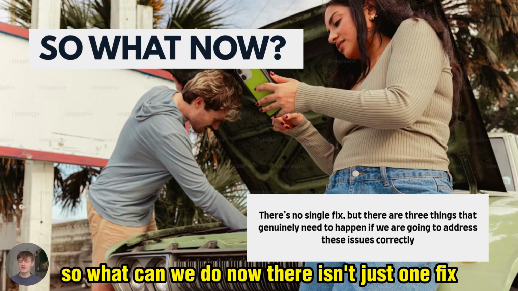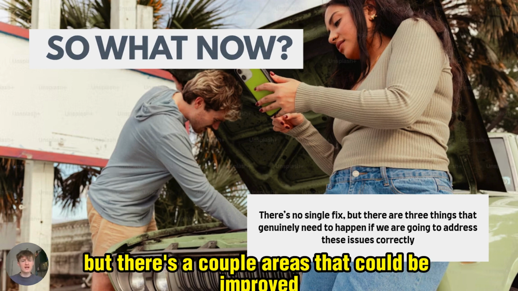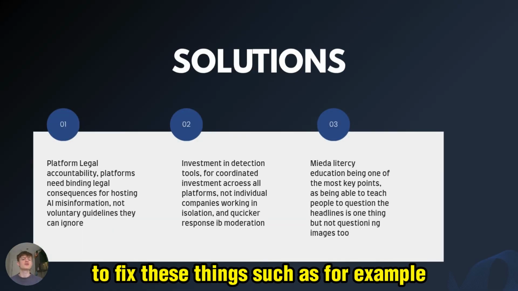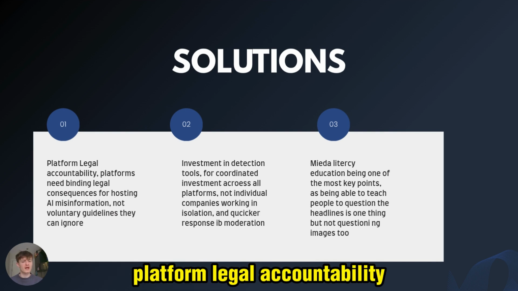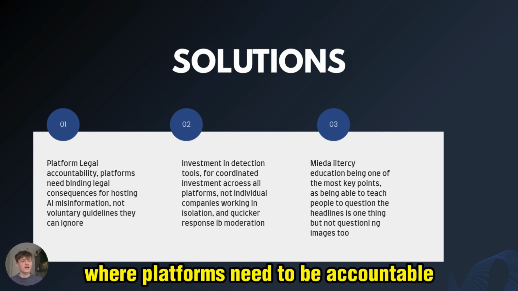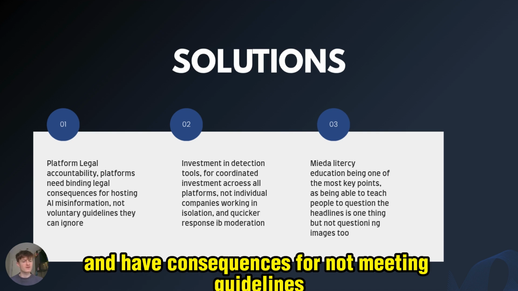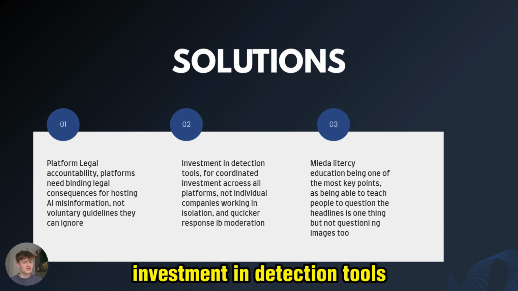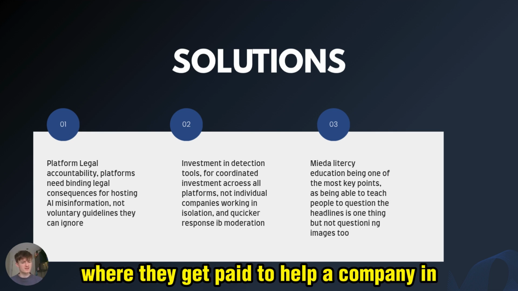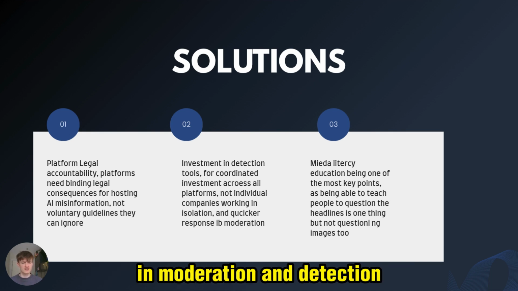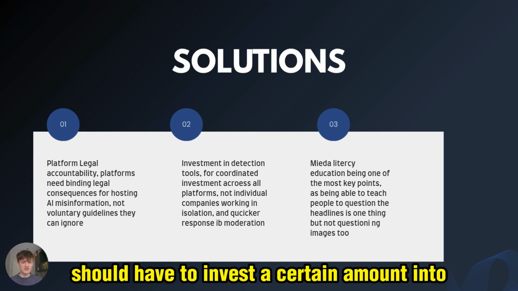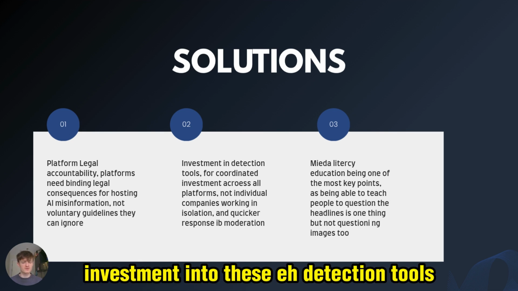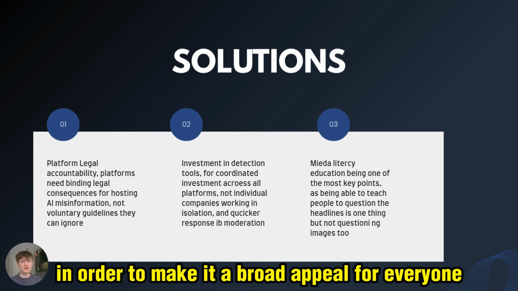So what can we do now? There isn't just one fix, but there are a couple of areas that could be improved, such as legal accountability, where platforms need to be accountable and have consequences for not meeting guidelines instead of it being a voluntary process. Investment in detection tools: instead of a third party company taking this upon themselves, where they get paid to help a company in moderation and detection, all companies should have to invest a certain amount into these detection tools in order to make it a broad appeal for everyone.